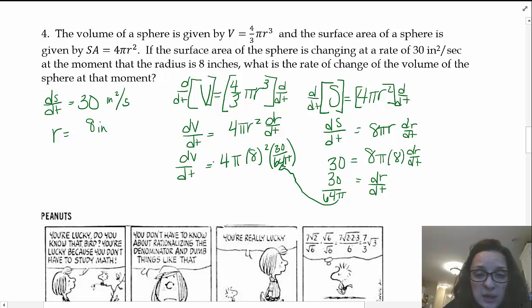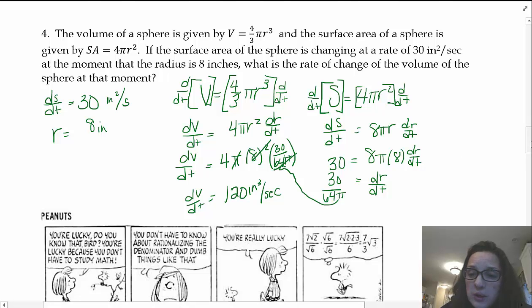And then let's see, the 8 and pi here becomes pi and 64. Pi and 64. So dV/dt is 120. It doesn't say to give units of measure, but it's worth doing. So this is volume with respect to time. We're dealing in inches here, so that'd be cubic inches per second. There we go. So let's go on to the next one.